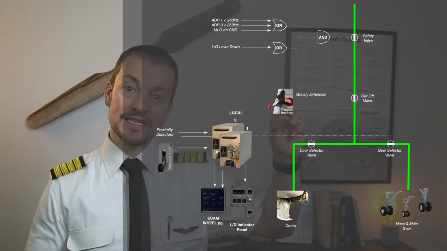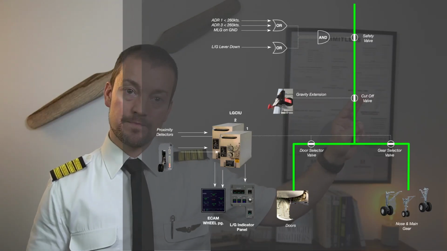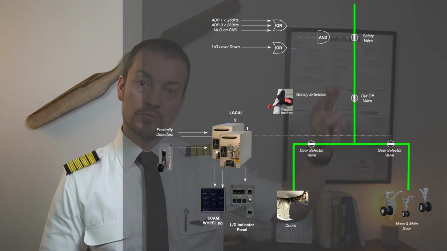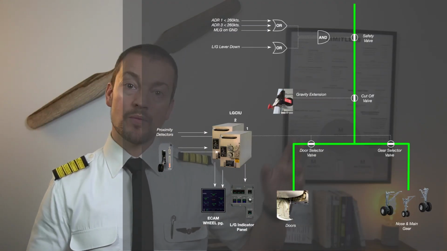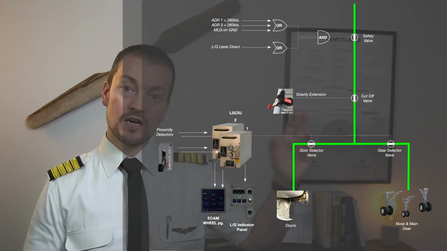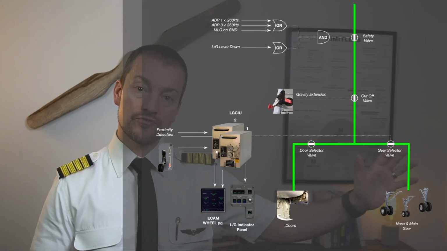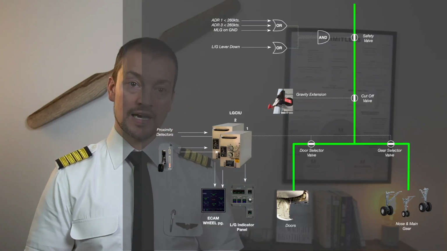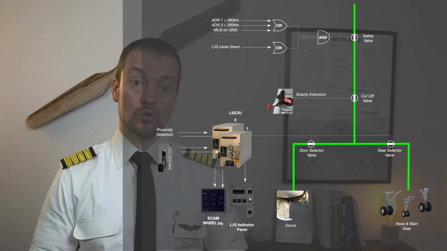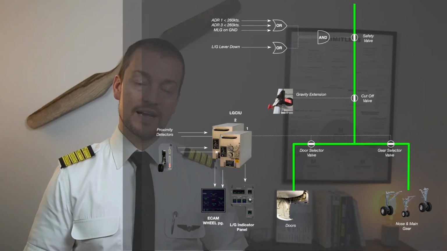When operating the gravity gear extension up here on the pedestal, you are closing the cutoff valve, prohibiting fluid from going down to operate these services, and operating the handle right here will, after closing this, open and drain pressure fluid from within the landing gear pressure line and the landing gear doors pressure line, allowing them to open via gravity.